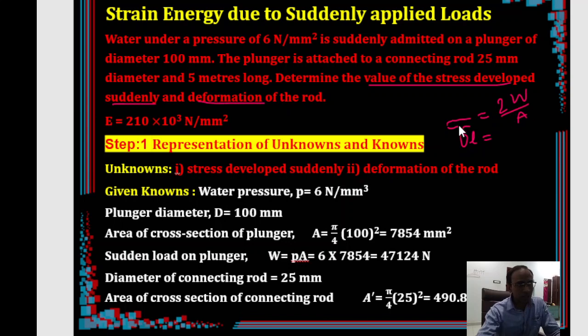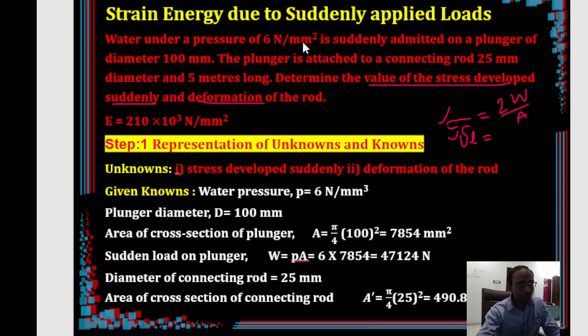So these are the things that are to be targeted. Number one is stress, number two is the deformation. So first of all, let us finish this. For this, what information do we require? We require the load that was given. See, somewhere the load is given. It was not given. Let's look at what was given. We can just write down the things given.